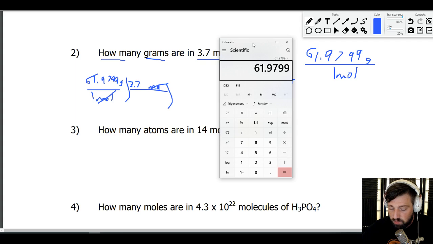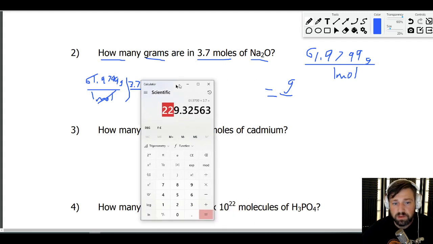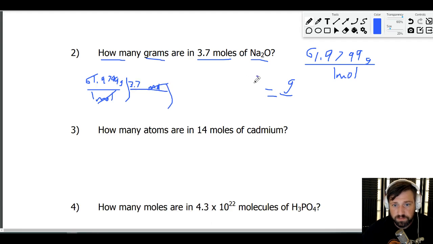And now we can multiply by 3.7, and this is going to be this number. But we don't want to use all these digits. We have to use sig figs, right? So this is a conversion, infinite sig figs. Here's 2 sig figs, so we're only going to be using these 2 sig figs and rounding. We're going to round up, so it's going to be 230 grams. There we go. So that's that.